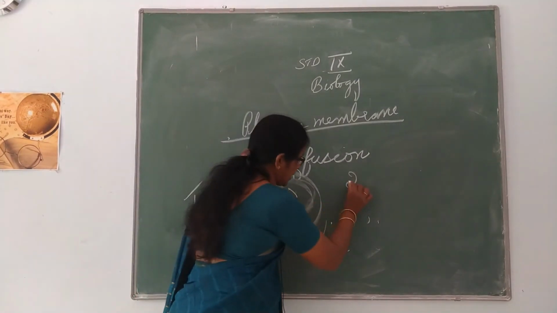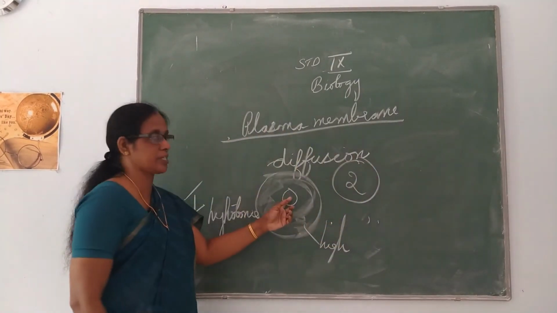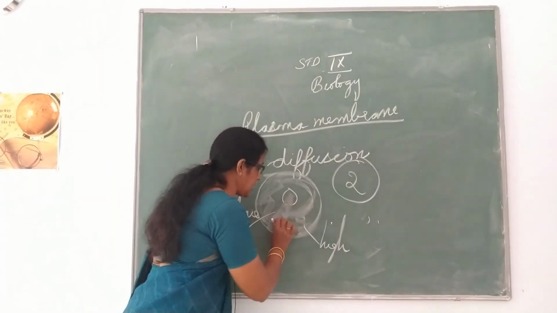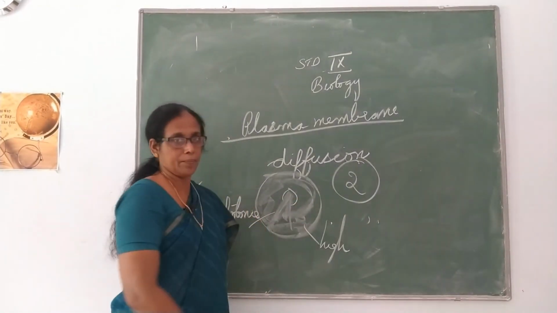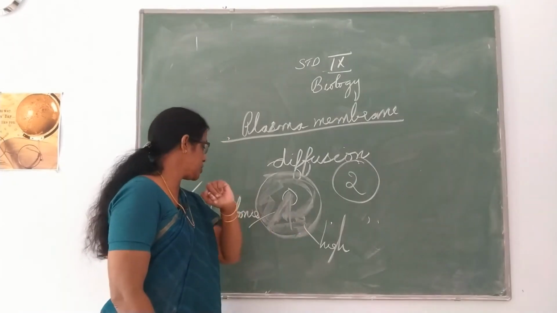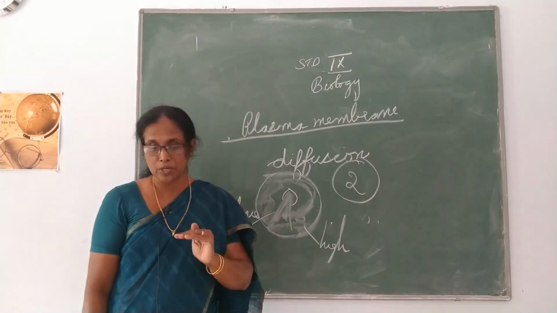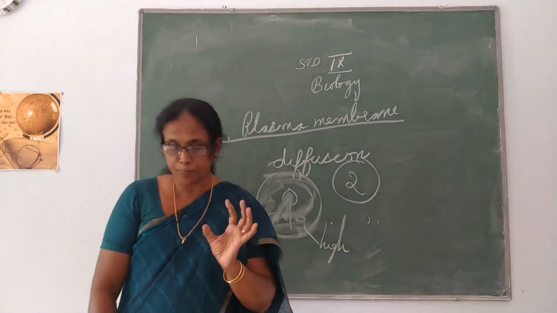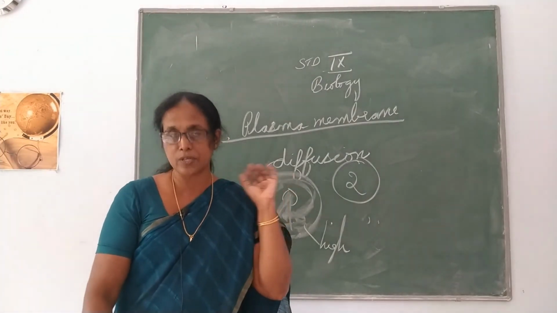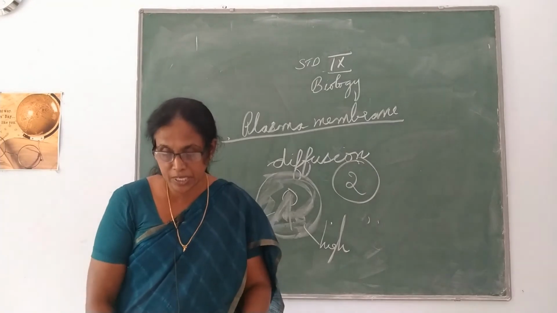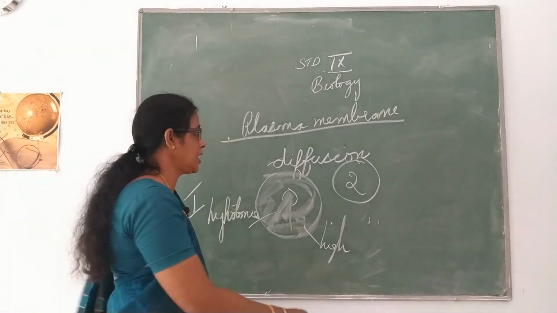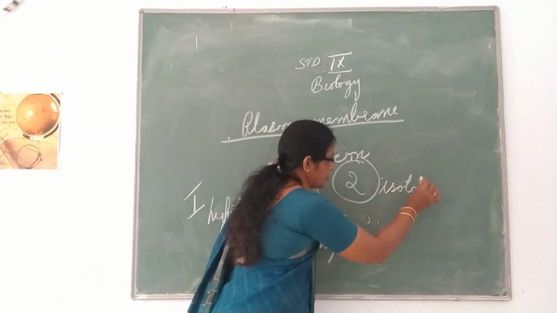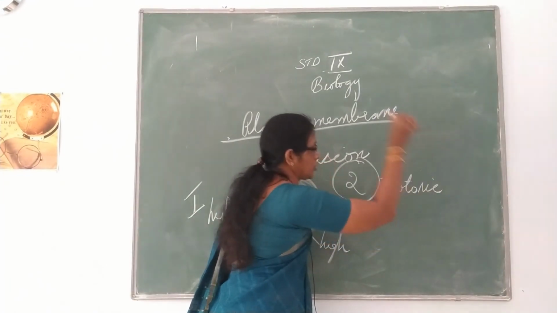Then in the second case, if the concentration of the cell and the surrounding medium is the same, both the cell and the solution have the same concentration, what is happening? There is no net movement of water across the cell membrane. Such a solution is known as an isotonic solution.